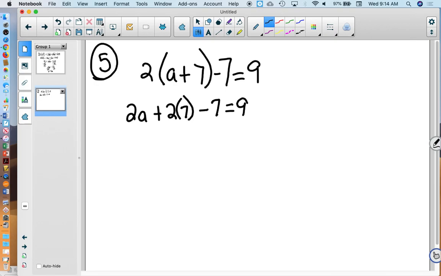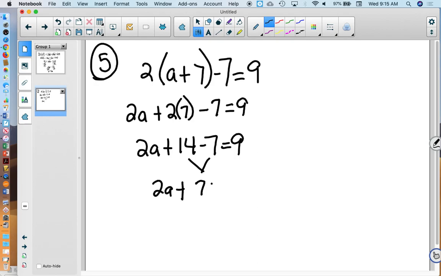Okay, I'm going to stop right there. Do you see what's going on in my brain? I could have just written the answer here, but you wouldn't have seen what was going on in my brain. Okay, so now I've got that. What do I do now? Where can I simplify? What can I combine now? I'm going to combine these. So I have 2A plus 7 equals 9.